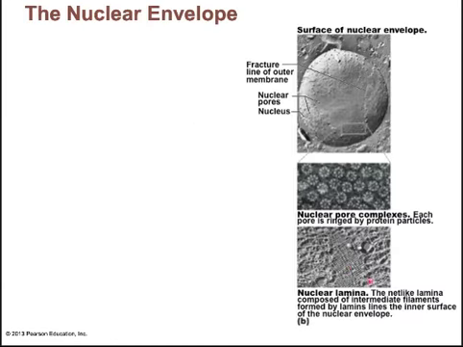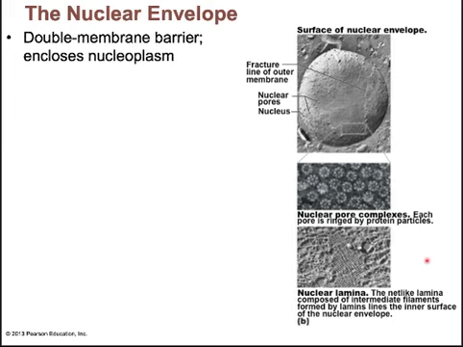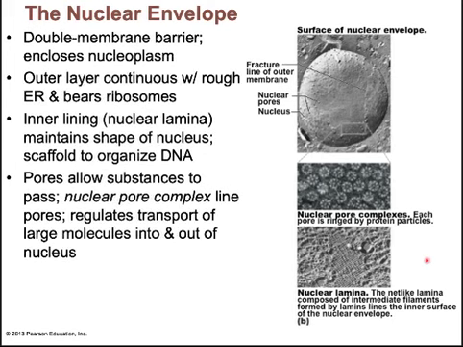Now, the nuclear envelope is a double-layered phospholipid bilayer. So you've got an outer phospholipid bilayer continuous with the rough ER, and then a space, and then an inner phospholipid bilayer that surrounds and is attached to the chromatin. All right? And of course, the nuclear pores span both of these sets of membranes.